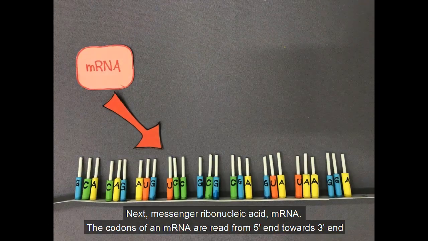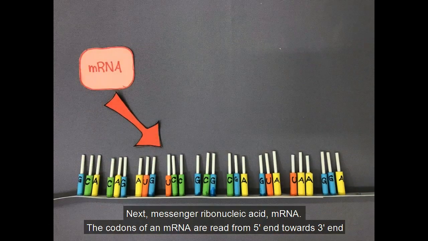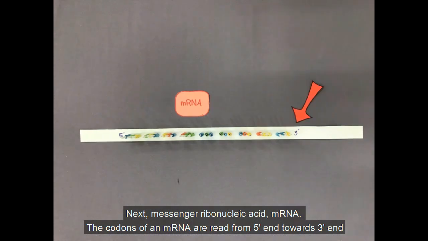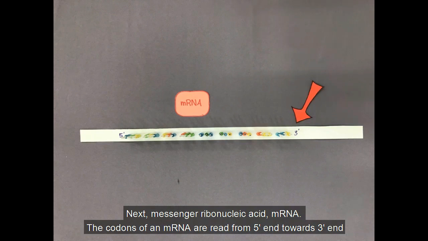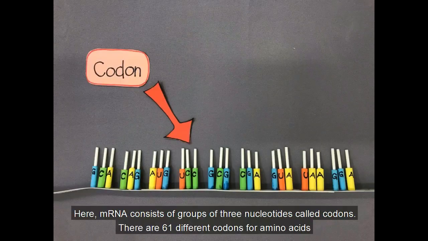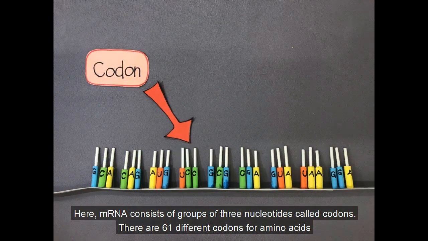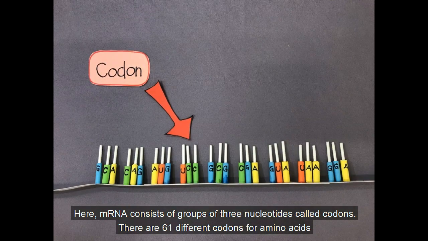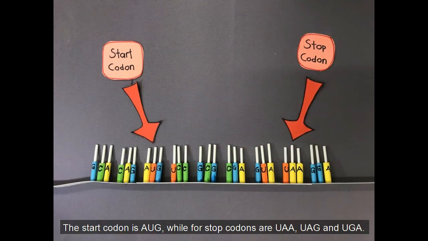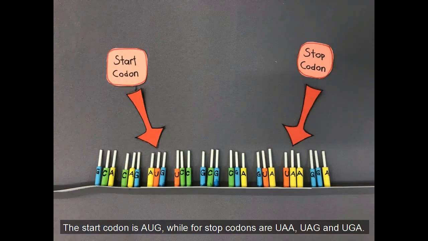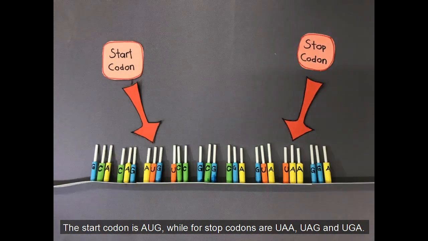Next, messenger ribonucleic acid, mRNA. The codons of an mRNA are read from the 5' end towards the 3' end. Here, mRNA consists of groups of 3 nucleotides called codons. There are 61 different codons for amino acids. The start codon is AUG, while the stop codons are UAA, UAG, and UGA.